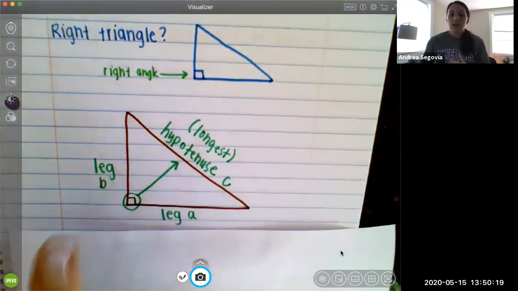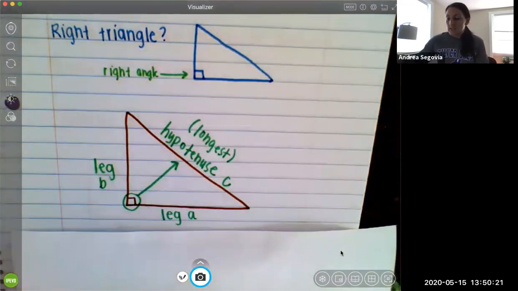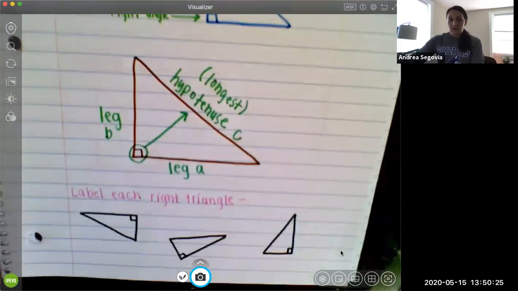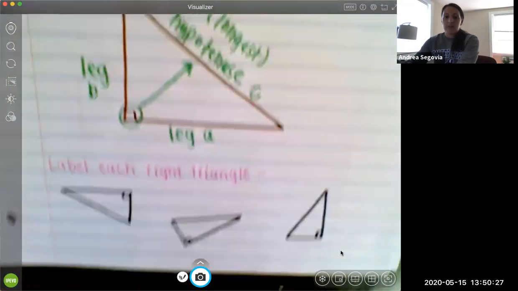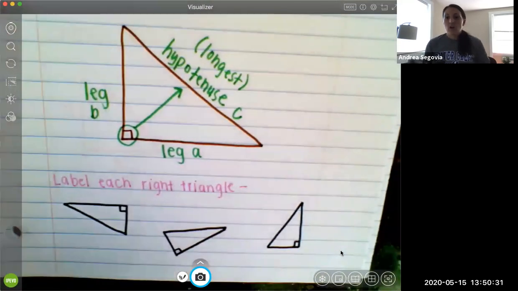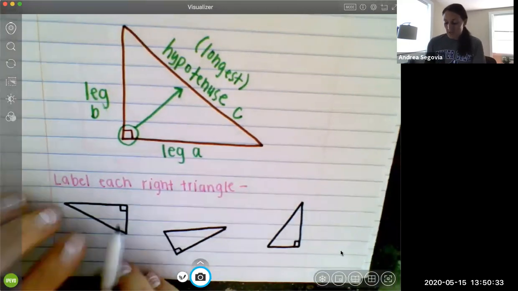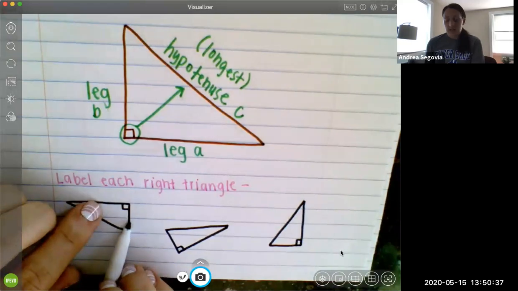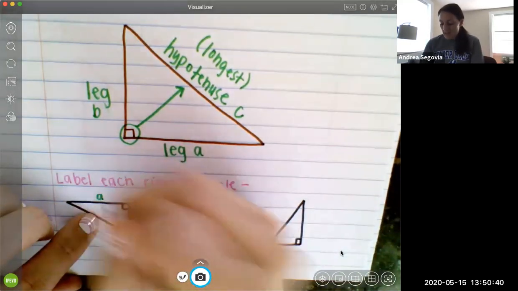So now that we know how to identify A, B, and C, let's do a little practice on that. We're going to look at 3 different triangles, and we're going to try and label them with their sides of A, B, and C. So I always look for the right angle first. Here's my right angle. Remember, the 2 sides connected to that make our legs. So we have leg A and leg B.